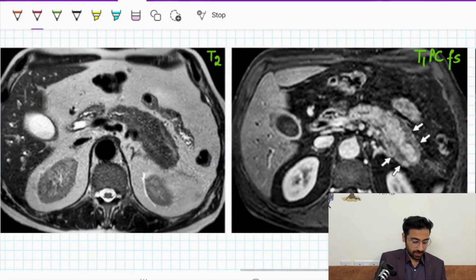We can see that the entire pancreas is infiltrated and it shows loss of lobulations. So this is the sausage pancreas. We can see the T2 hypointense rim surrounding the pancreas.